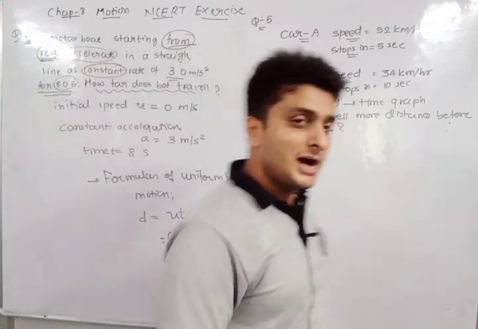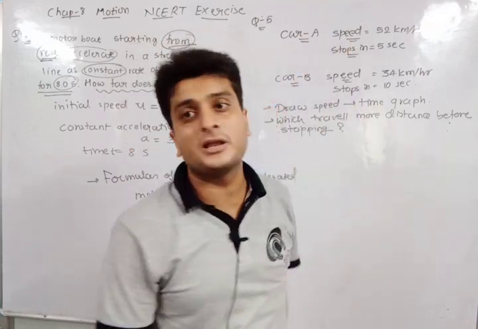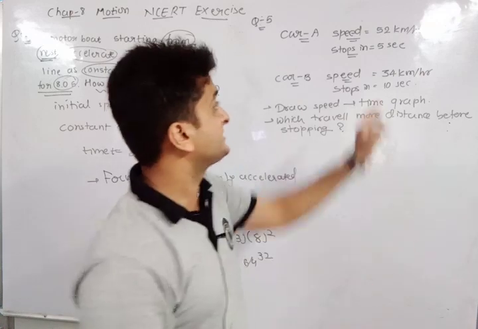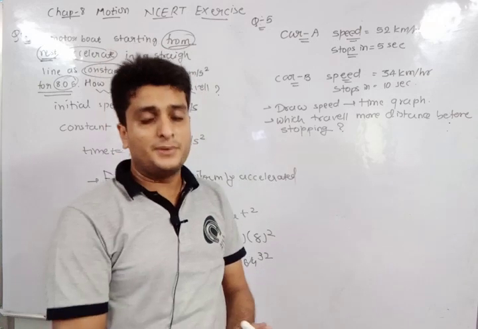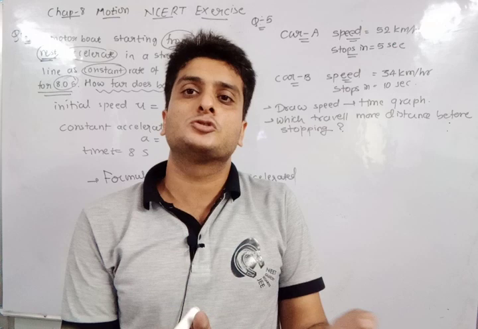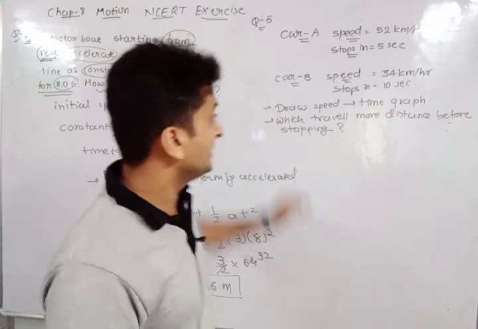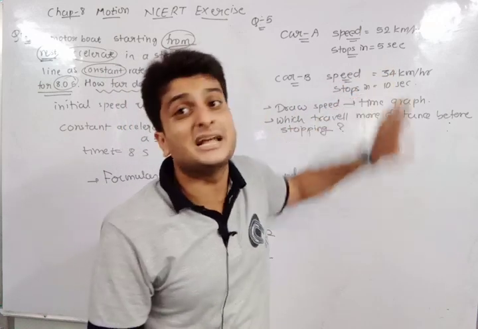You are given 2 cars. The car A is traveling with the speed of 52 km per hour. We apply the brakes and the car takes 5 seconds before stopping. Obviously, once you apply the brake, the car will not stop at that moment only. It will take some time to stop. It will cover some distance before stopping, right? Other car B has a speed of 34 km per hour and it stops in 10 seconds.